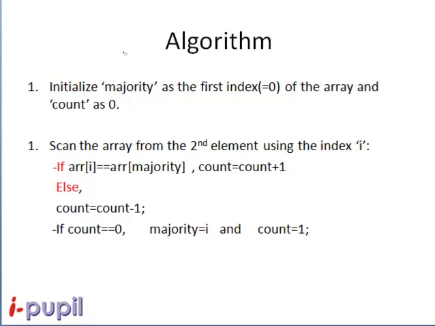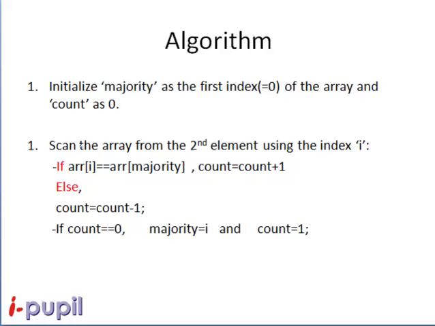Okay, so we have to figure out the majority element. Let's consider the algorithm over here. We initialize majority as the first index of the array, that is the value 0, as we start from the 0th index, and count is 0. So the majority variable stores the index of an element that might turn out to be the majority element. It's not necessarily the majority element, but it might turn out to be.